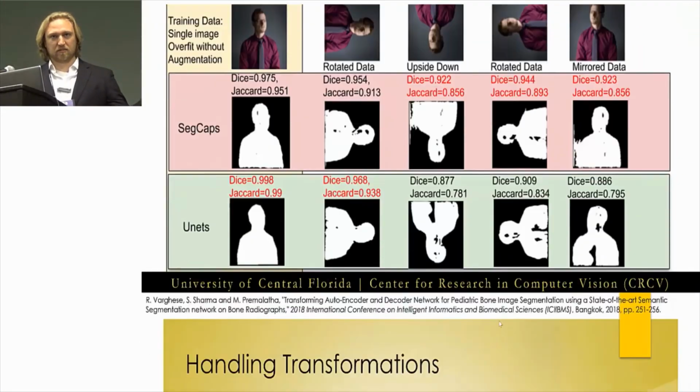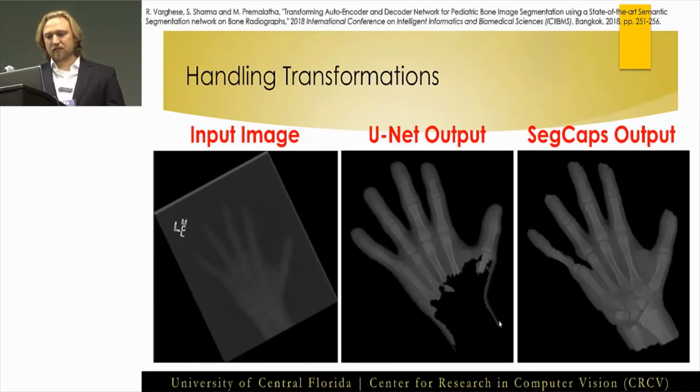Another example of a similar vein is X-ray segmentation. Given X-rays that are normally trained straight up and down, this person rotated them by 45 degrees, and you can see UNet struggles a lot to handle that rotation that it doesn't see in training.